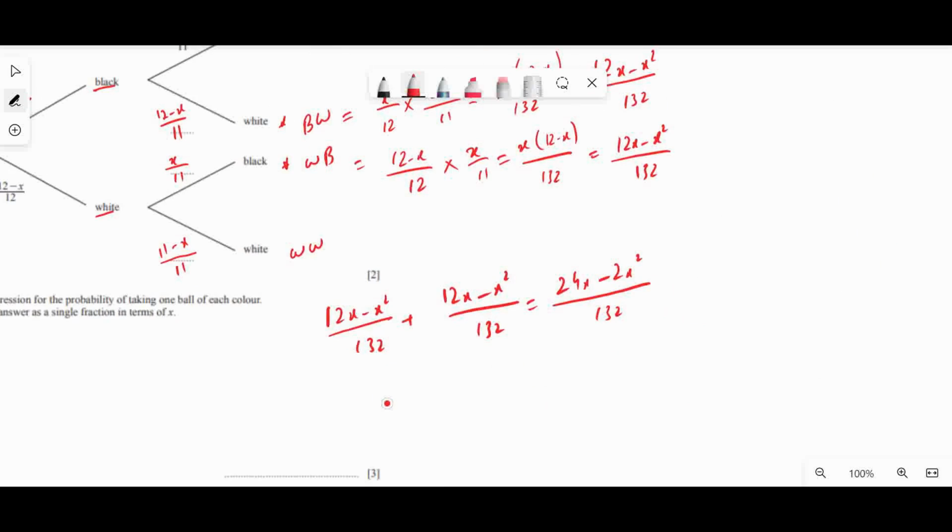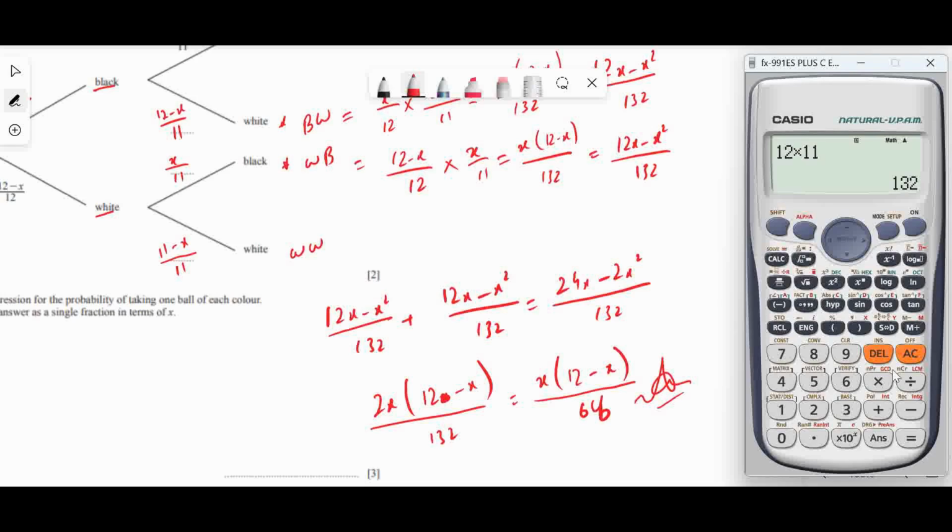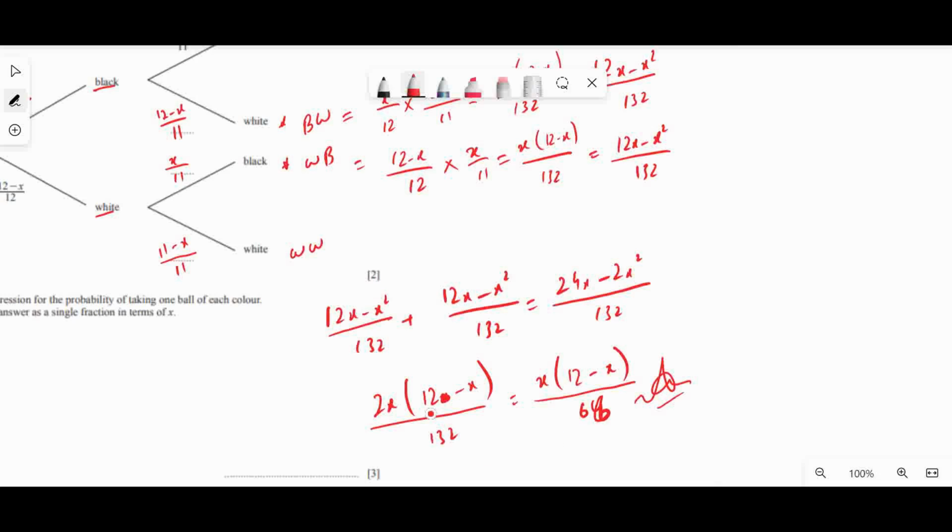So this will be equal to, we can take 2x as common, so this will be 2x into (12 minus x) divided by 132, and if we simplify it, this will be x into (12 minus x) divided by 66, because 132 divided by 2 is 66. So this will be the final answer.